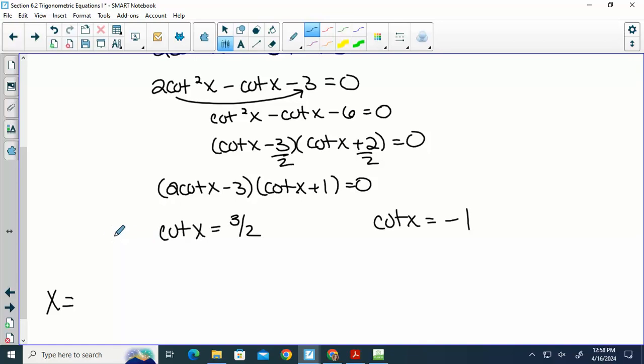In which quadrants is cotangent positive? 1 and 3. We need a reference angle. Do we know when cotangent is 3 halves? No. So if we have to use the calculator, we do 1 over tangent. Tangent is the reciprocal, 2/3. And what mode should we be in? Degree mode.